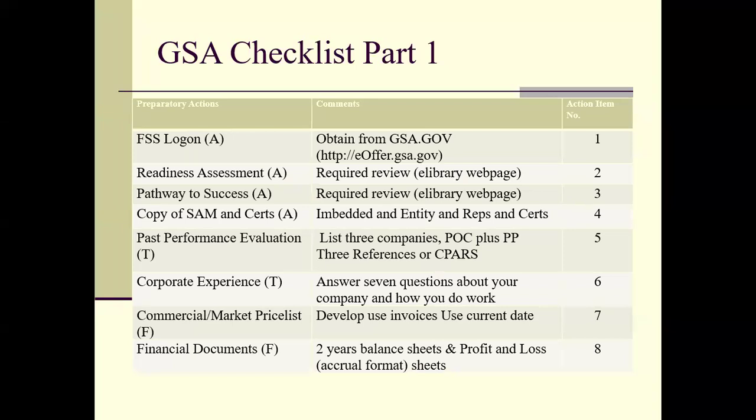So an FSS, a Federal Supply Schedule logon, you have to have that to basically get into the system, to register, to do the readiness assessment, and to do the pathway to success. And the link to both of those is on the eLibrary webpage, or you can go through that MAS roadmap, and that'll take you there as well.